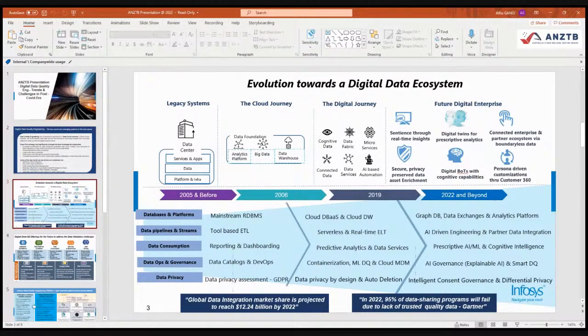This is what I wanted to cover in terms of our legacy systems, our cloud journey, our digital journey, and the future digital enterprise. The key takeaway from this slide is your AI and ML capabilities, along with your bots, and how we address the security and privacy concerns of our customers. These are some of the evolution trends that we see in the data ecosystem.